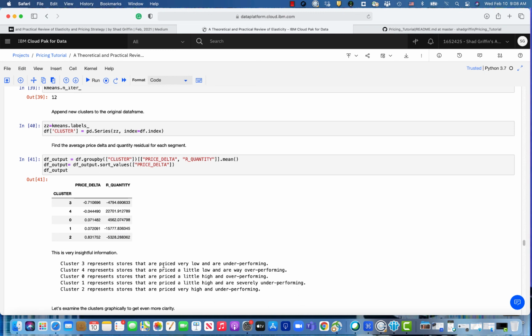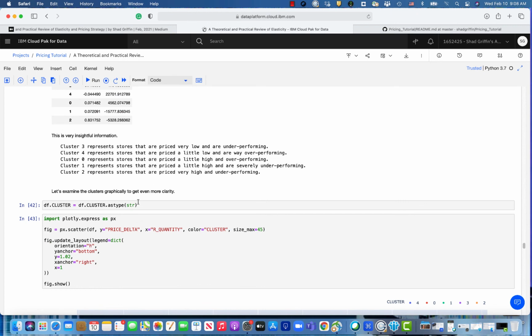Cluster 3 represents stores that are priced very low and underperforming. Cluster 4 represents stores that are priced a little low and are overperforming. And then cluster 0 and cluster 1 kind of differ. So I think by using the residual and the average price, it doesn't tell us how to price these individual segments, but I think we've got groups of stores that are fundamentally different.